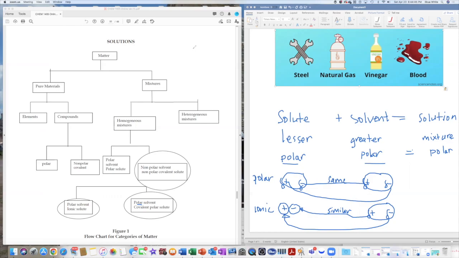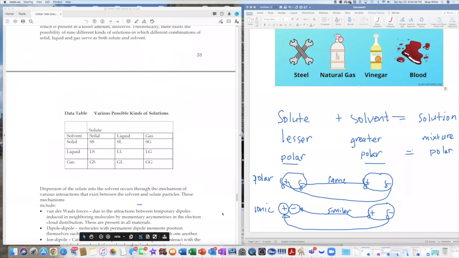So let's go down to the actual lab and see what's going on here. You're given a data table that shows you various possible kinds of solutions. So I went ahead and did some research so I can get it right this time, okay? I'm going to give you some examples. Remember, solute is the lesser component. This is the lesser. And then solvent, this is the greater. So this is greater in amount.